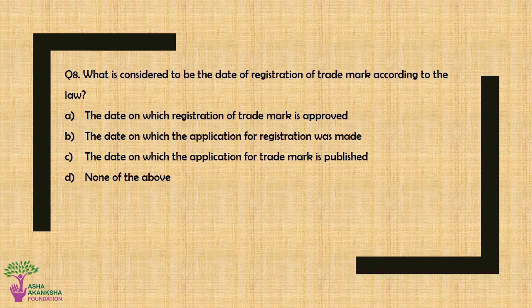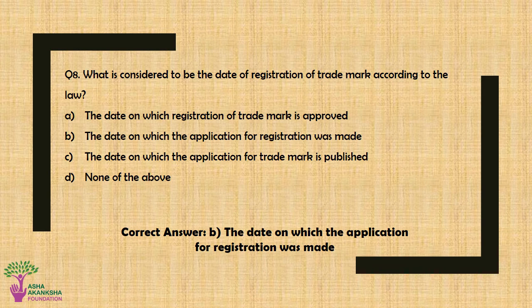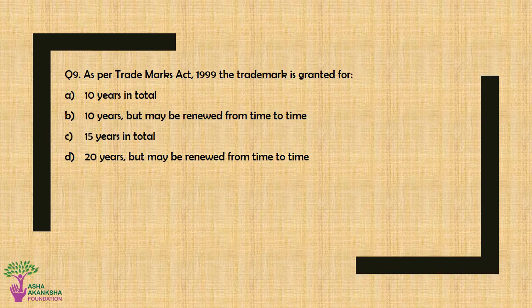Question number 8. What is considered to be the date of registration of trademark according to the law? Option A. The date on which registration of trademark is approved. Option B. The date on which the application for registration was made. Option C. The date on which the application for trademark is published. Or option D. None of the above. The correct answer for this question is option B. The date on which the application for registration was made.